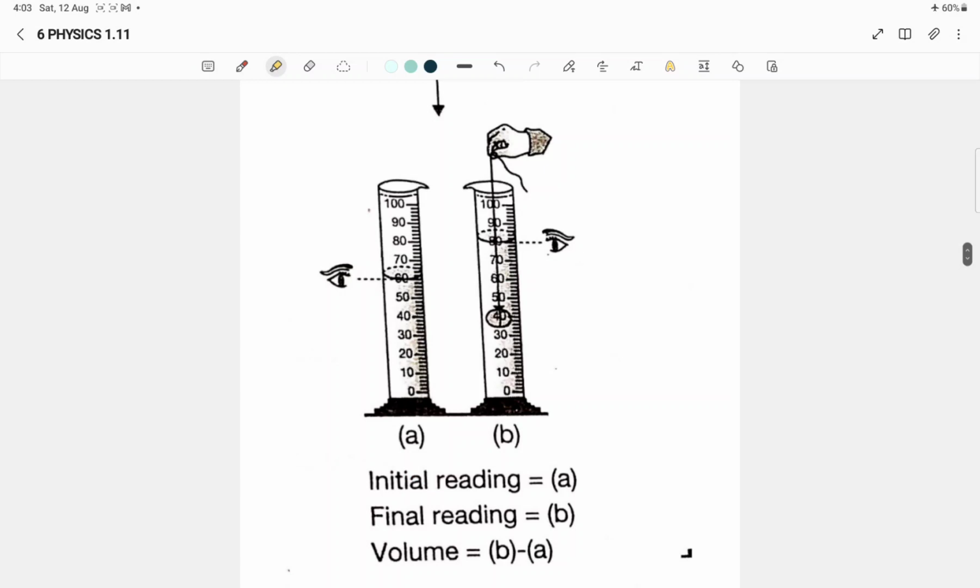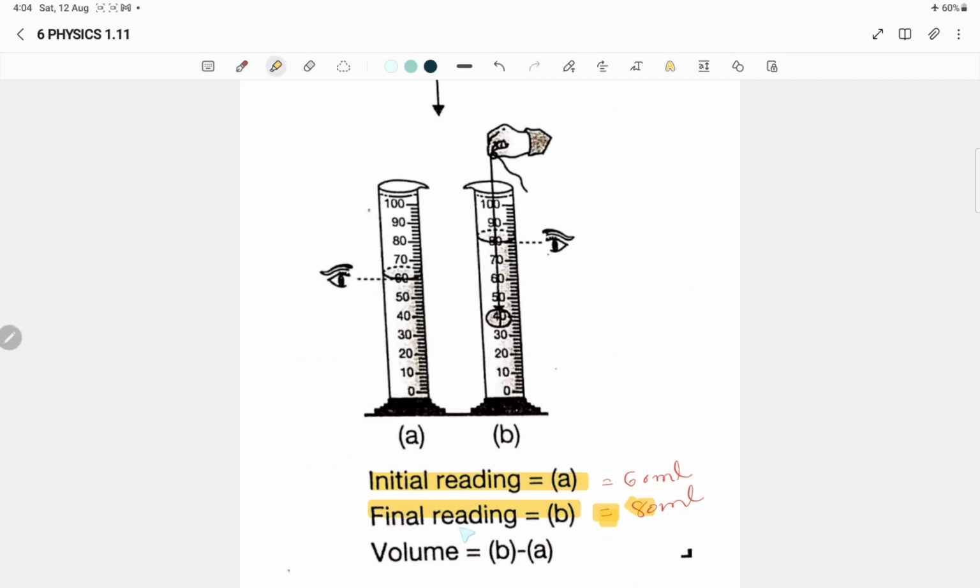For example, see here, when without the stone the reading is the initial reading, that is A. Here A is nothing but how much we get? 60 milliliters. After inserting the irregular stone, the volume of water automatically increases. So that is the final reading, that is called B. The final reading B is equal to 80 milliliters. When we subtract A from B, we can get exactly the volume of the irregular solid.